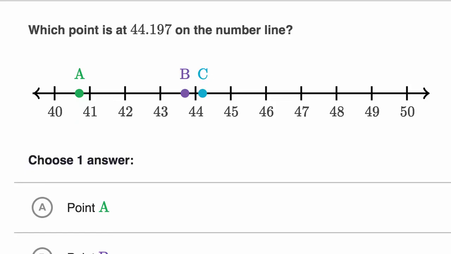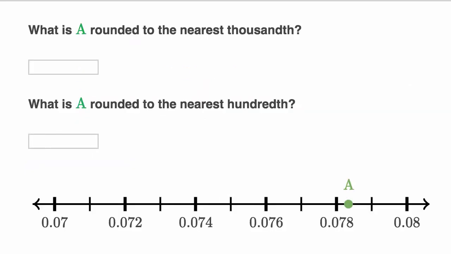Let's do another example. So they say, what is A rounded to the nearest thousandth? What is A rounded to the nearest hundredth? So A is right over here. Let's get our bearings. So 0.7, that's 7 hundredths. This is 8 hundredths right over here. And then between them, you could view this as 70 thousandths, 71 thousandths, 72 thousandths, 73 thousandths, 74 thousandths, and so on. So this is between 78 thousandths and 79 thousandths.